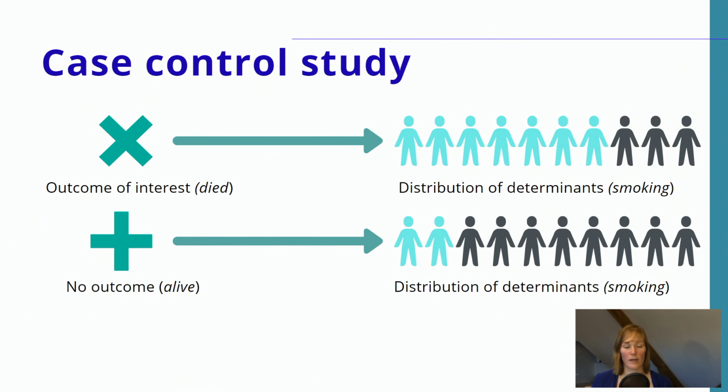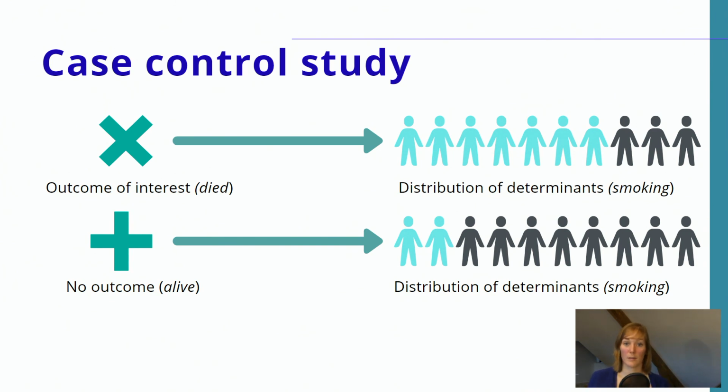So let's say we look at the number of smokers in the people who died, and we look at the number of smokers in the people who did not die. And then we compare the two. And we can still calculate a relative risk of the smoking as a determinant for the outcome.